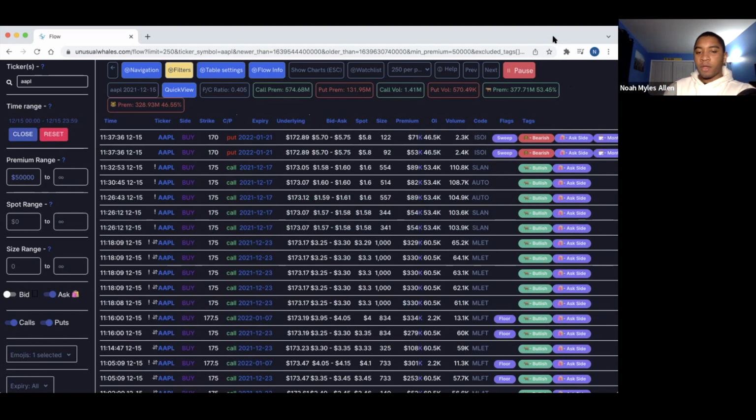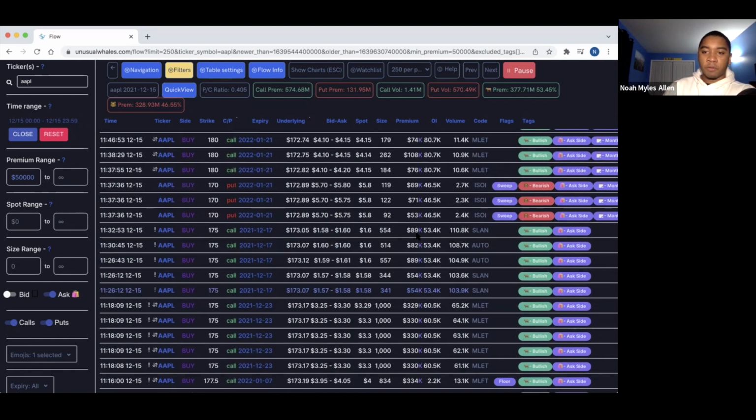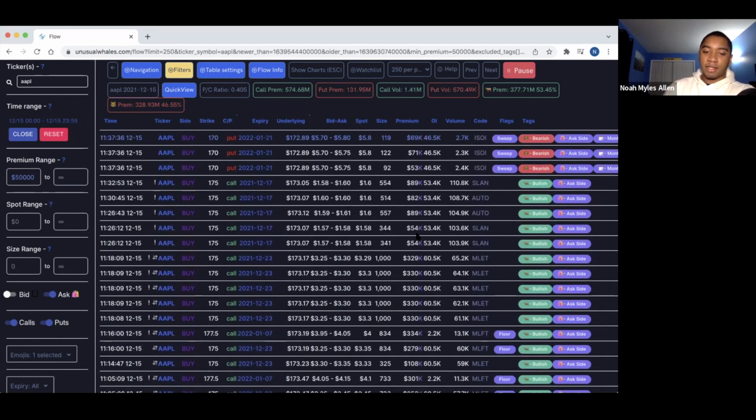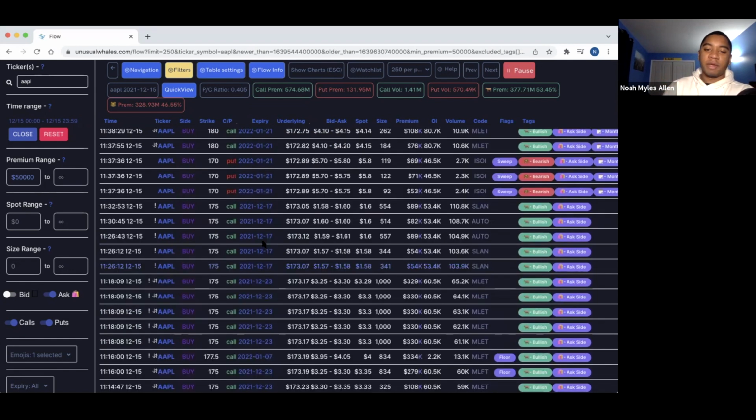Somebody somewhere aggressively wants these 175s for December 23rd, which is not this week's expiration, but next week's expiration. And I even see some weekly options contracts in there as well. You can see these are massive bets, 300,000, 300,000, 300,000. These are big bets. And oftentimes what I like to see is repeat buying. So as you can see here, same premium, same options contract, same everything, and they're just hammering these same contracts. So that to me is bullish.